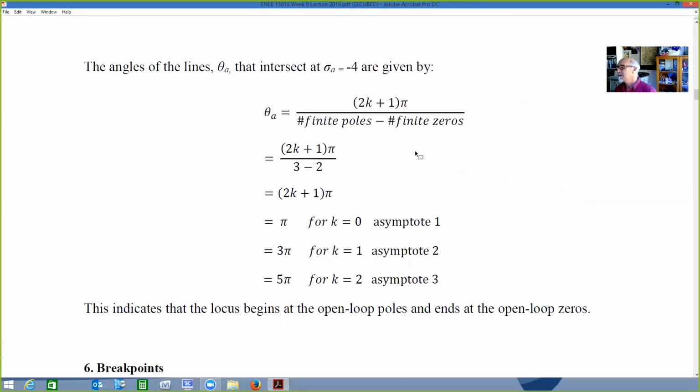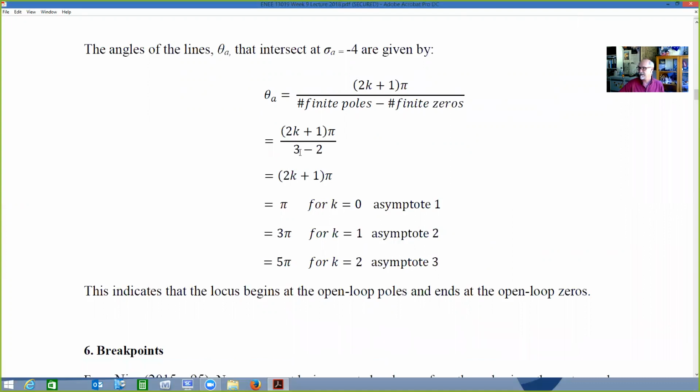And again, as we see, we're going to calculate multiple asymptotes because our k value varies from 0, 1, 2, because we have 3 of them. So as you do that, you see you've got finite poles minus finite zeros, 3 minus 2, so you're only going as far as k equals 2. So when you do that, you've got an asymptote occurring at these angles of pi, 3 pi, and 5 pi.